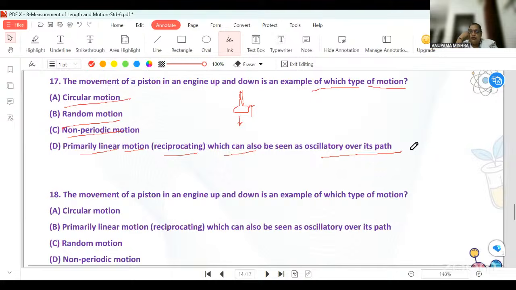Primarily linear motion, okay, which can also be seen as oscillatory over its path.